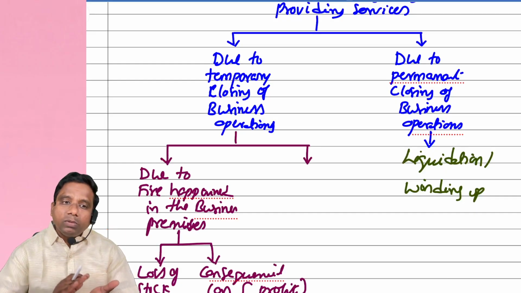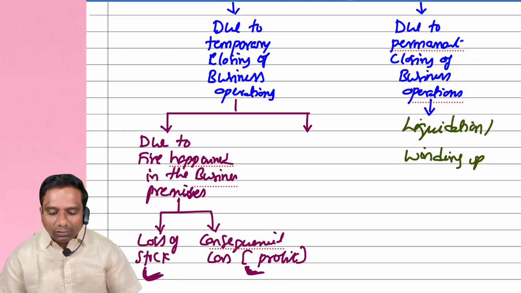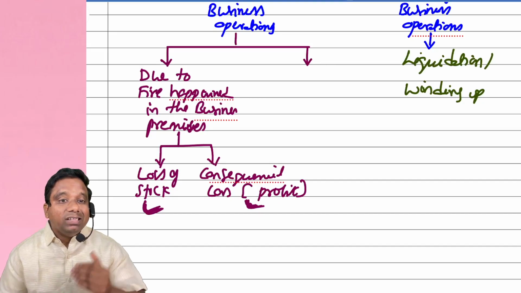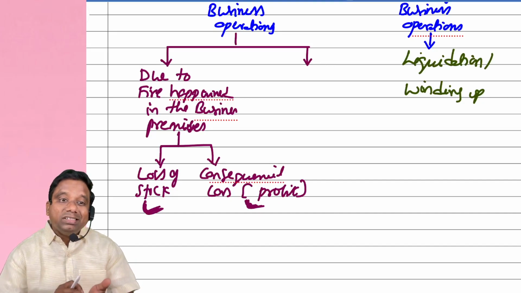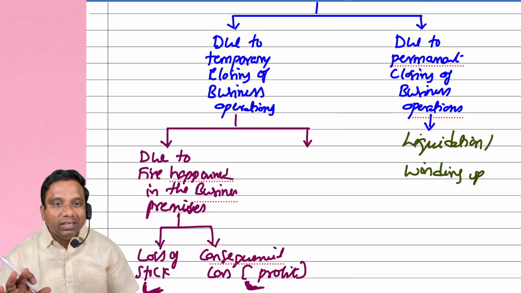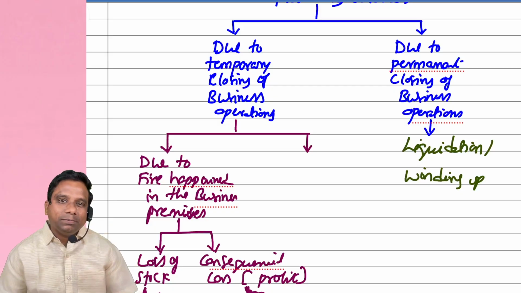Yes, sir. When I stop my business operation for a particular period of time, say 6 months, then there are no sales. When there are no sales, there is no concept of profit. When there is no concept of profit, even though the business is not operating, the business should incur some expenses.